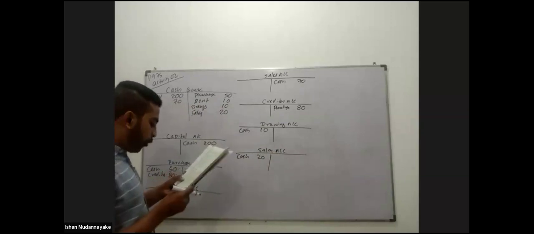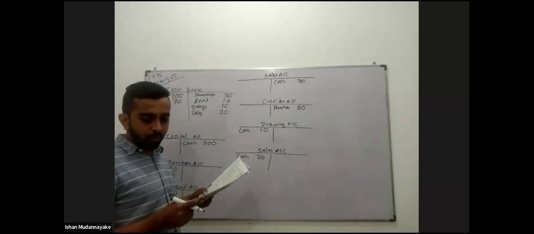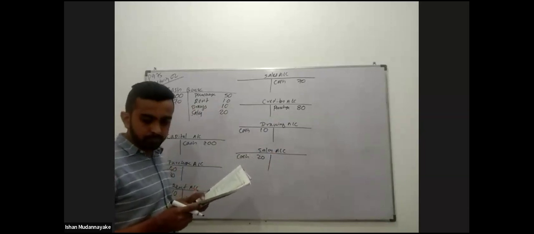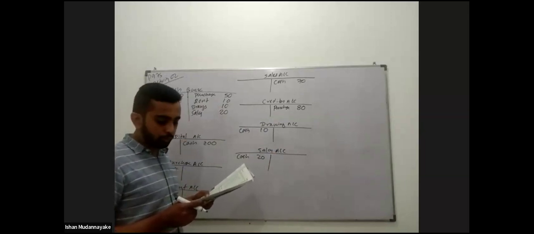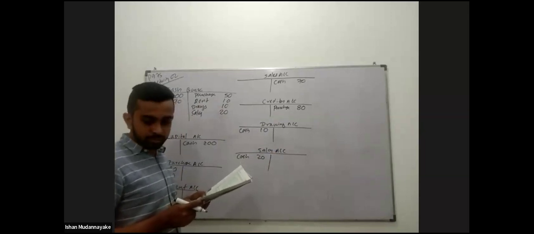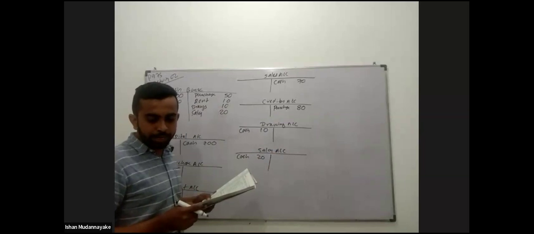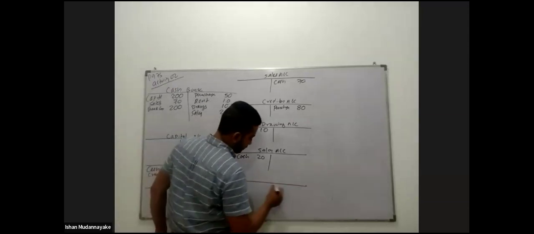Next one. Obtain a bank loan of 200,000. How to pass the double entry? Cash inflow, so cash book debit. Yes, very good. Cash book debit 200,000, bank loan, and then bank loan account credit 200,000.